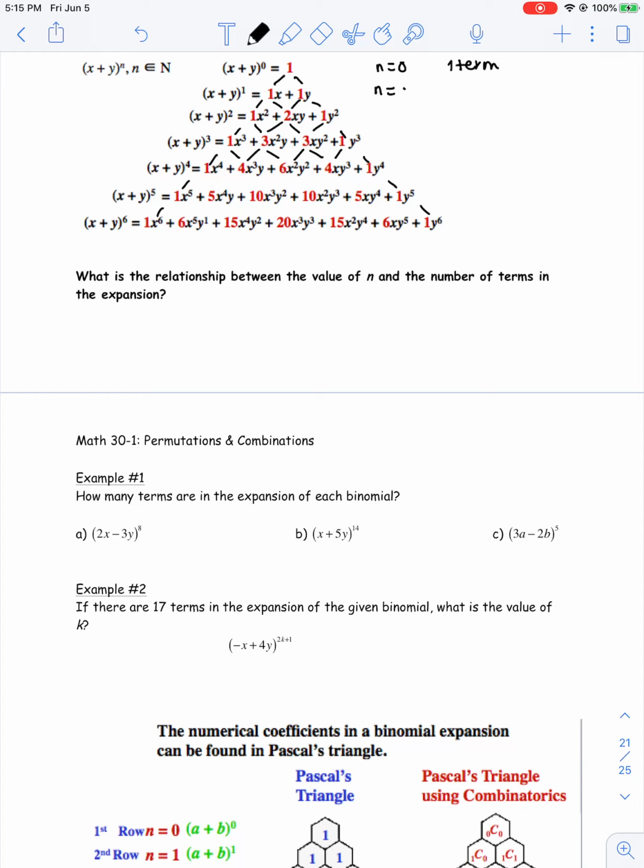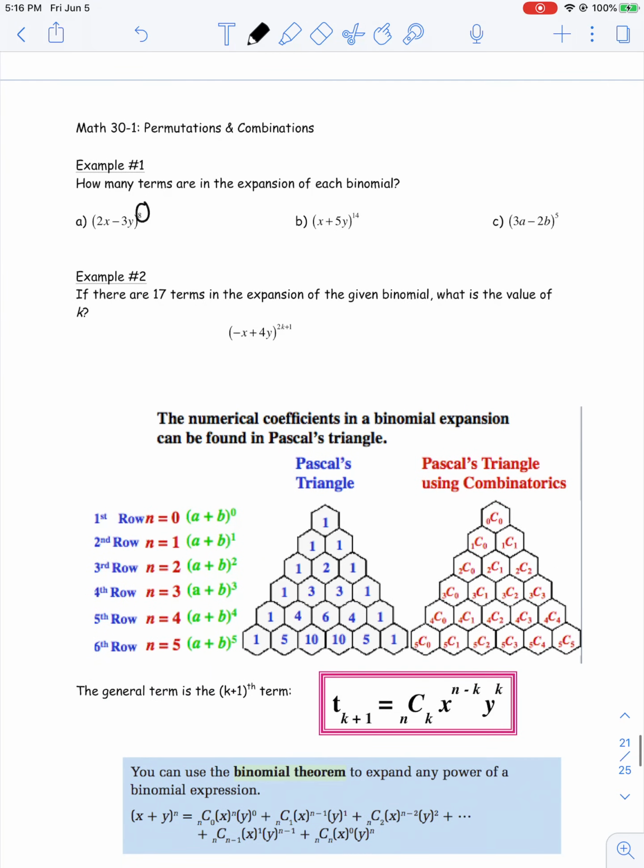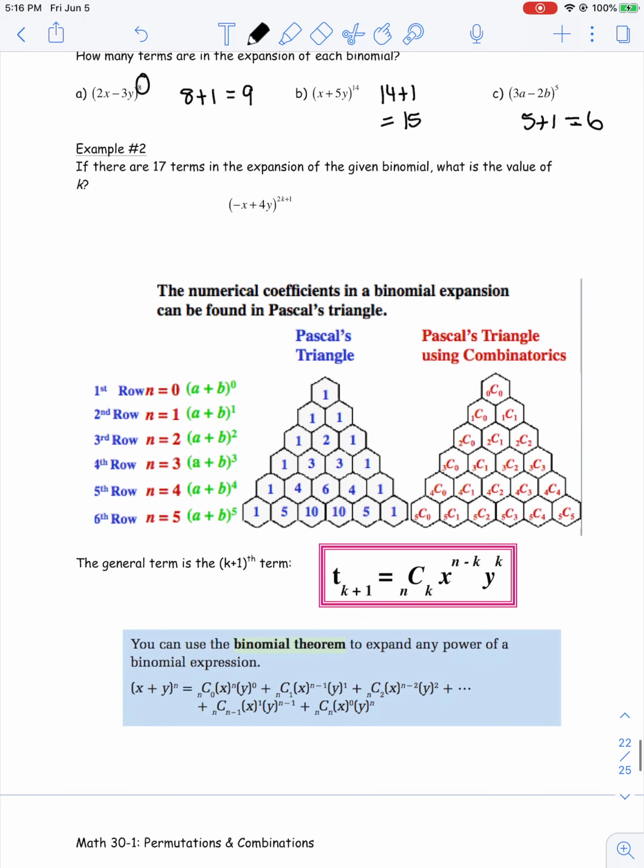If our n is equal to 1, we have 2 terms. If our n is equal to 2, we have 3 terms. So what you should notice is that it's always going to be n plus 1 terms. So they're saying how many terms are in this expansion? Well, if we look at our n value is 8, so 8 plus 1 equals 9 terms. So it's always 1 more than your power. So 14 plus 1 equals 15 terms. And finally, 5 plus 1 equals 6 terms. So that's how many terms we should have if we properly do this.